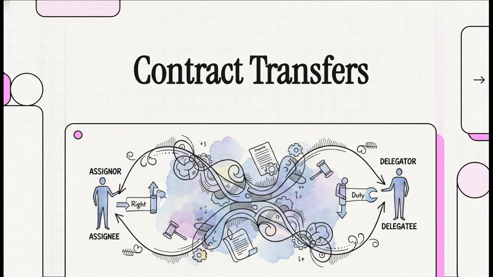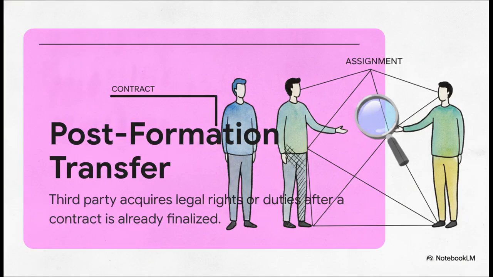Let's dive in. All right, to start, it really helps to get our timeline straight. We're looking at what happens after a contract is already formed. A baseline agreement already exists, but now one of the original parties wants to bring a brand new actor into the ecosystem. This fundamentally changes the original dynamic, taking a simple two-party contract and turning it into a three-party triangle.